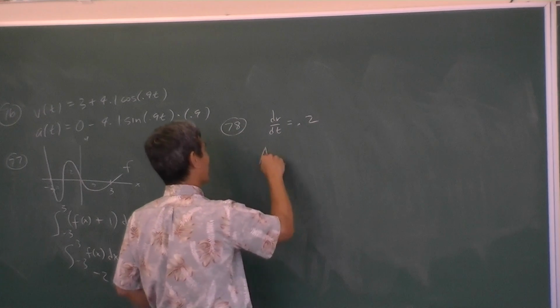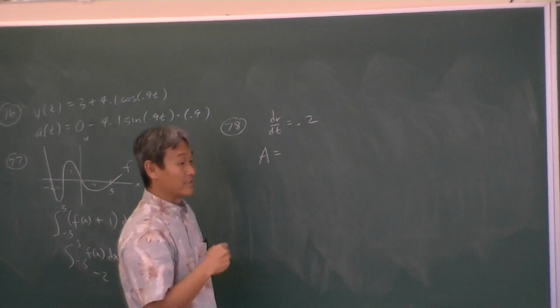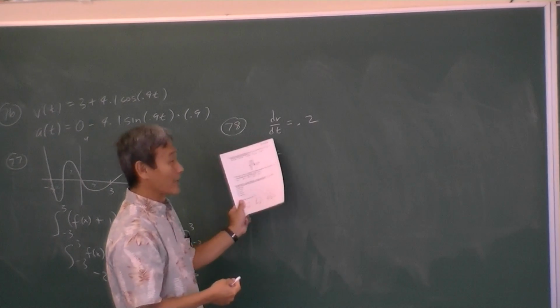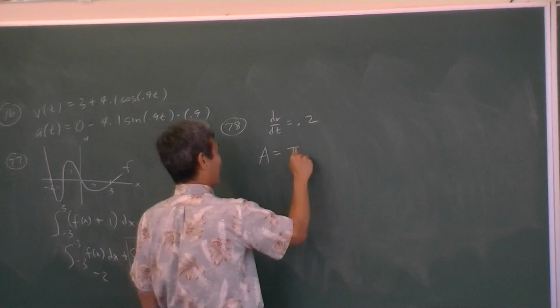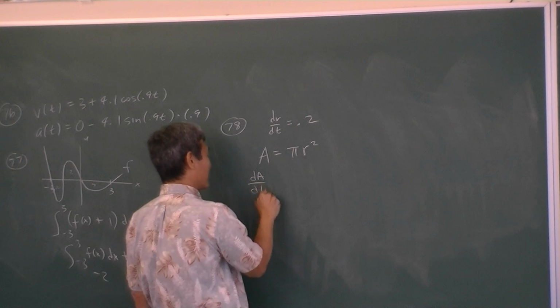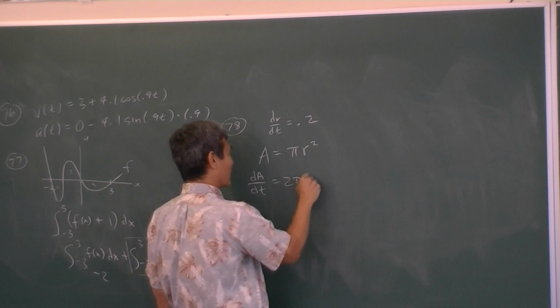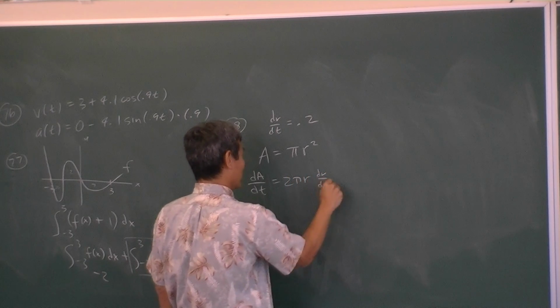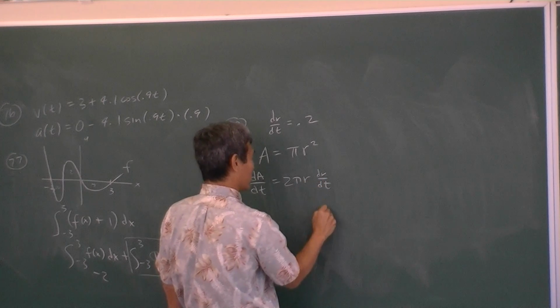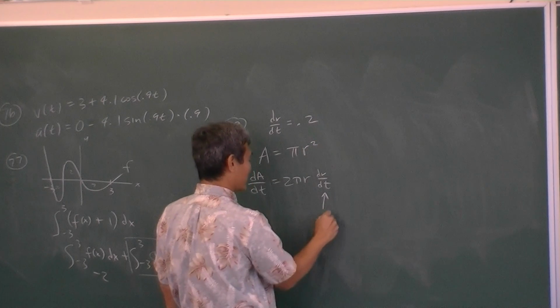So we need to write an equation. Since we're trying to find dA dt, we need to write an equation that relates the area with the radius somehow. So area equals pi r squared. Take the derivative with respect to time. dA dt equals 2 pi r dr dt. So in order to compute dA dt, you need to know dr dt and r. But we already know dr dt is 0.2.